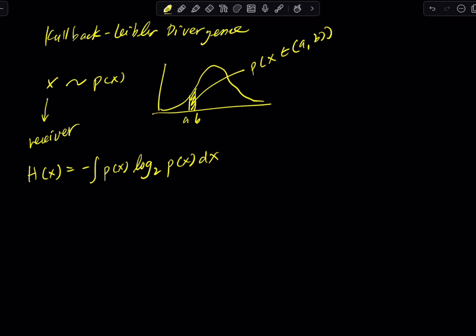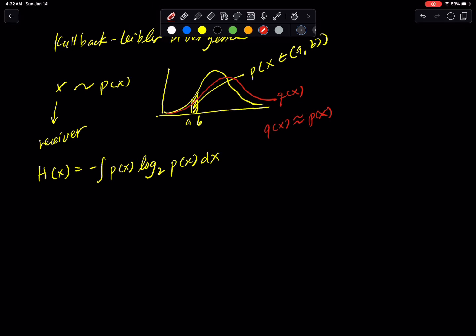Now suppose that you have a second distribution, q of x, which approximates your p of x. Despite x being picked from p of x, we want to use some coding scheme using q of x to transmit our data to the receiver. In other words, x comes from p of x, but we want to use q of x to come up with a coding scheme to transmit to our receiver. Now the question is, how many bits do we need to transmit that information to our receiver?